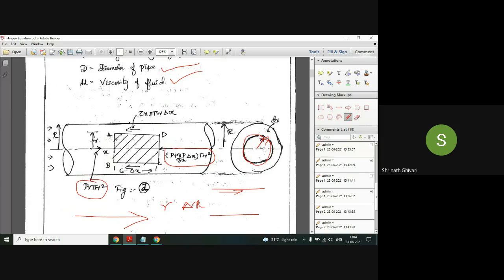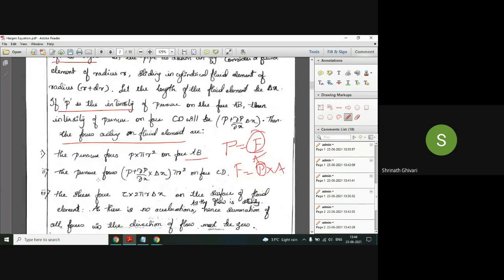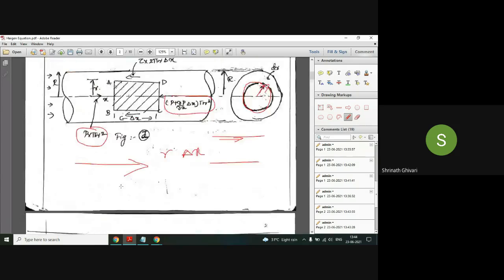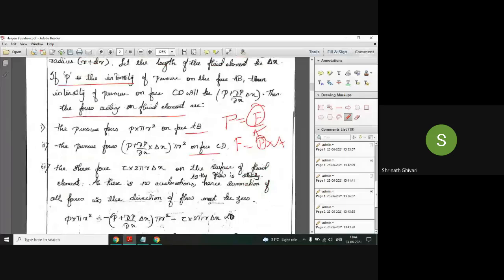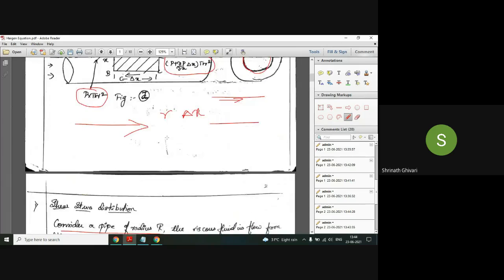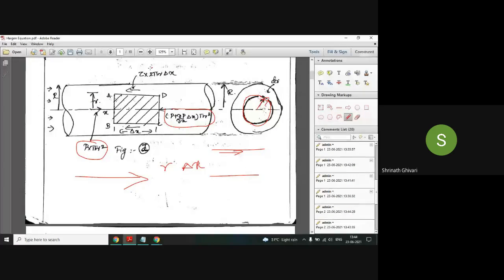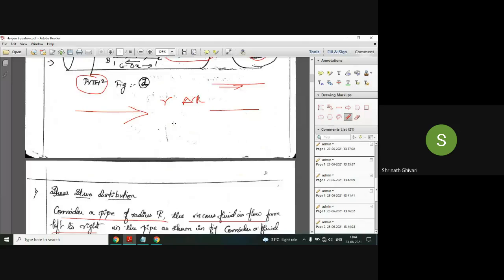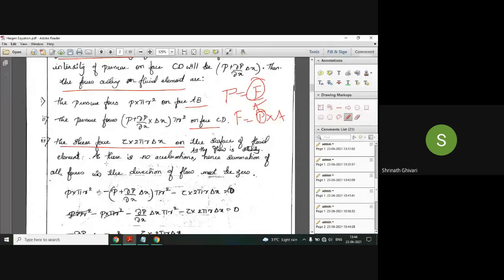On face CD, the force will be P plus ∂P/∂x into delta x, into pi r square. Next, another force acting on the fluid element is the shear force, tau into 2 pi r delta x, on the surface of the fluid element. As there is no acceleration since the flow is steady, the summation of all the forces in the direction of flow must be equal to 0.